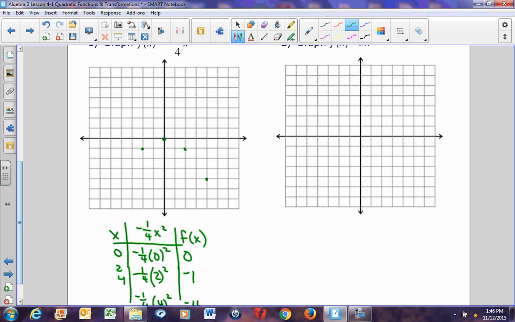This point here, the point at (4, -4), is 4 units away from the y-axis to the right. So I need to do 4 units to the left of the y-axis, 1, 2, 3, 4. So there's the mirror image of that. Oops, I hit the graph one 3 times. So there's my points, and I'm going to draw a nice smooth curve. It's not going to be perfect, but do the best you can. And there's the graph of f of x equals -1/4 x squared.